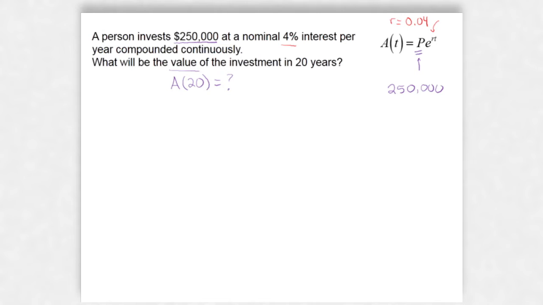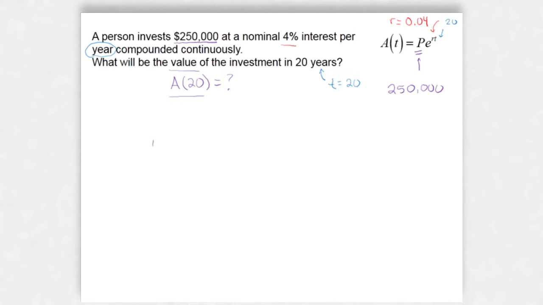Which finally brings me to the very last piece of information. The time frame is in terms of years, and that's because of the word year right here. So t is equal to 20. So that 20 is sitting right here. We're actually dealing with an exponential function, A of t equals P e to the rt, and when we make our substitutions, we're going to end up with this equation.